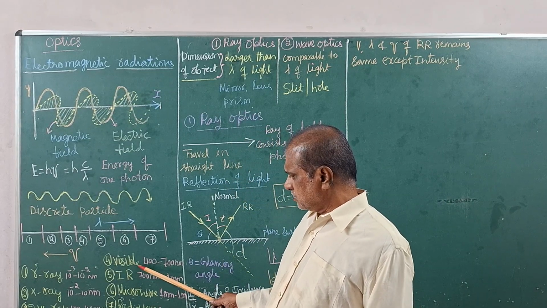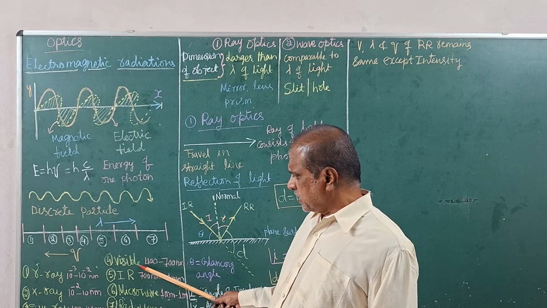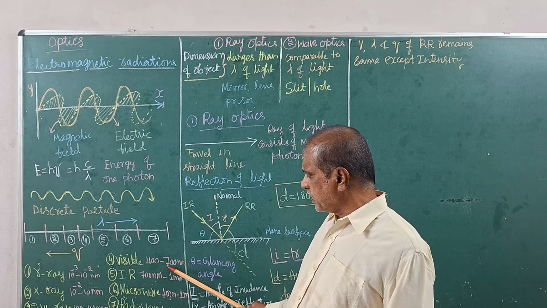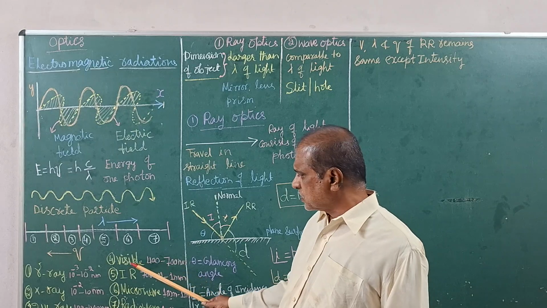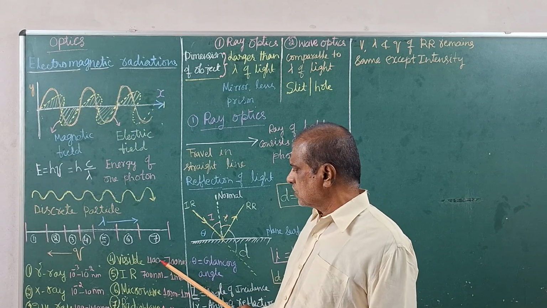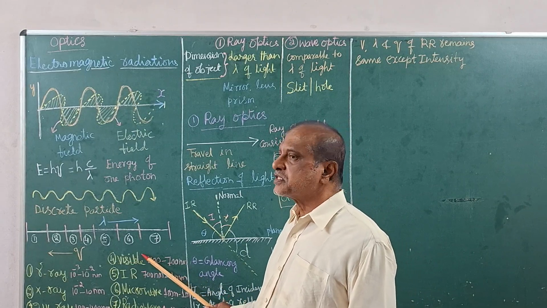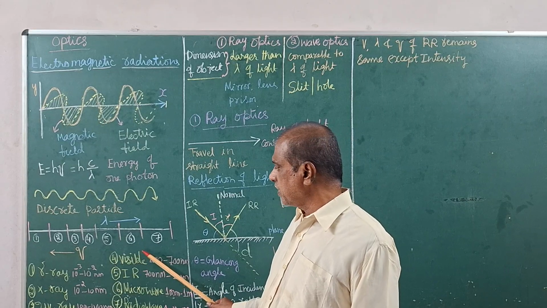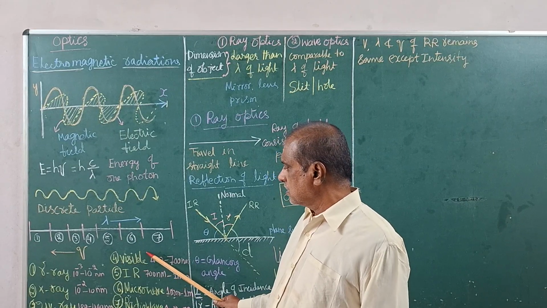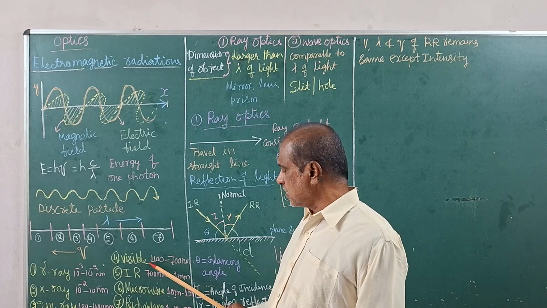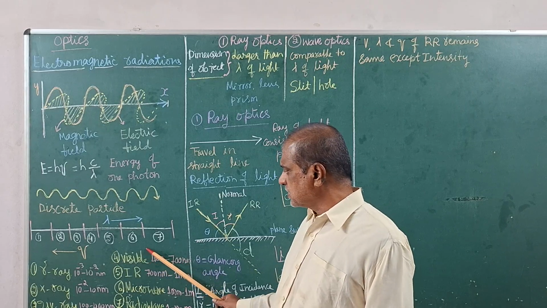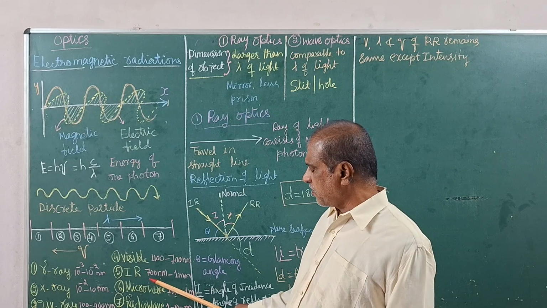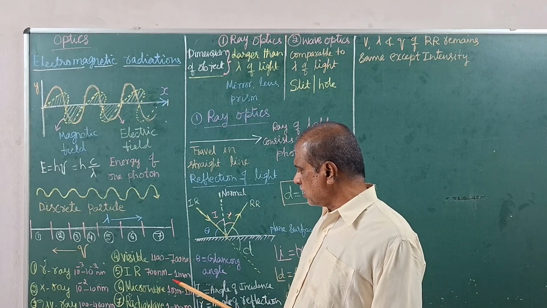And another one, if the range of wavelengths lies between 400 and 700 nanometer, this mixture of waves is called visible light. Visible light, this is the one we have to concentrate on. Electromagnetic radiation of this wavelength is called visible light.